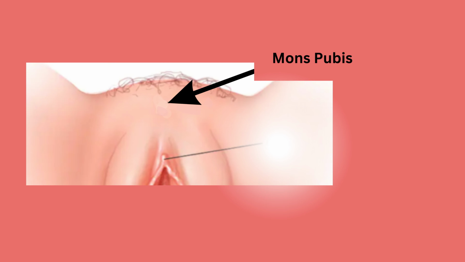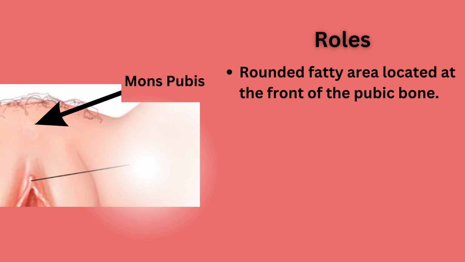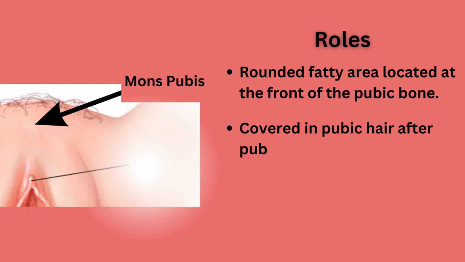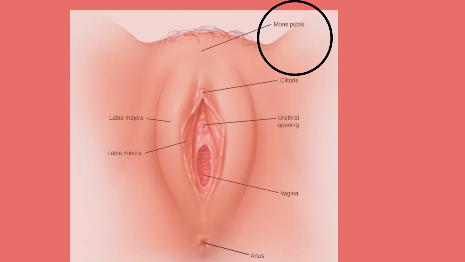Lastly, we have the mons pubis, which is the rounded, fatty area located above the pubic bone. It's covered with hair and varies in size from person to person. Think of it like a cushion that helps protect the delicate internal structures.